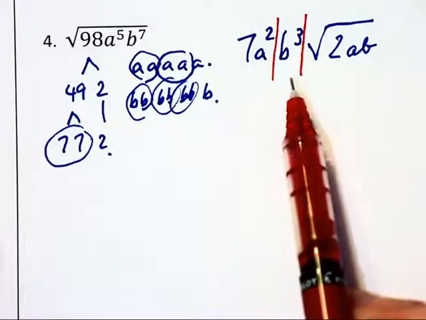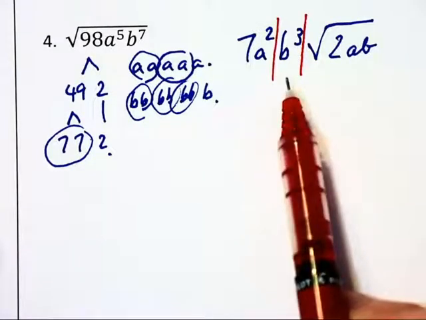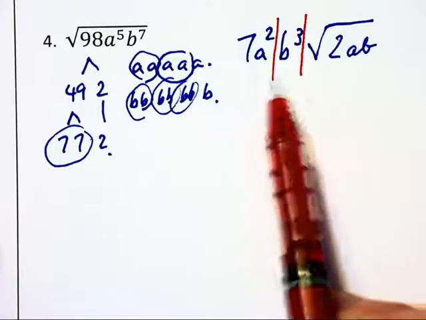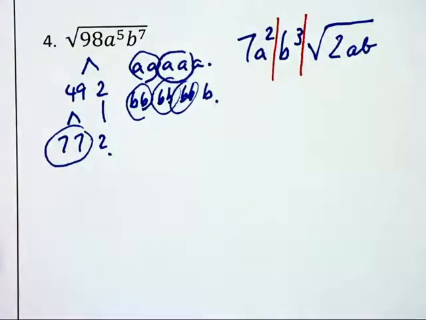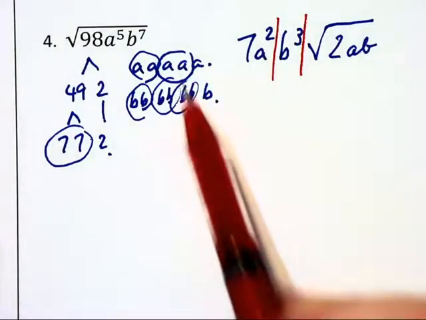If you have directions that say assume that the variables represent positive values, then you don't have to have those absolute values around the b cubed. So I at least wanted to mention that to you. Now there is a faster way with these exponents.